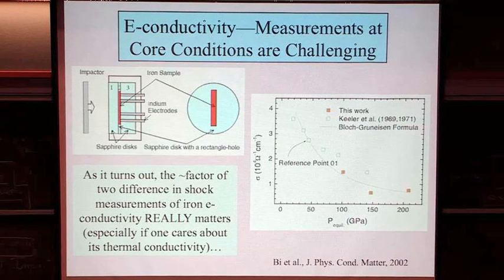What's the age of your inner core? That's my inner core, my personal inner core.